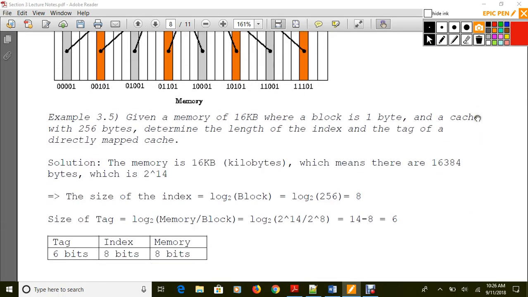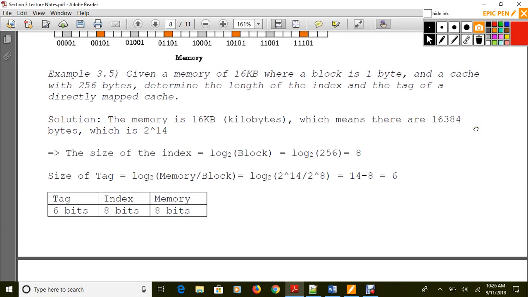Okay, so just a fundamental example of a bigger memory that you won't necessarily see in an exam, but you would see in an advanced digital system. You have a memory of 16 kilobytes where the block is 1 byte and a cache with 256 bytes. Determine the length of the index and the tag in a directly mapped cache.